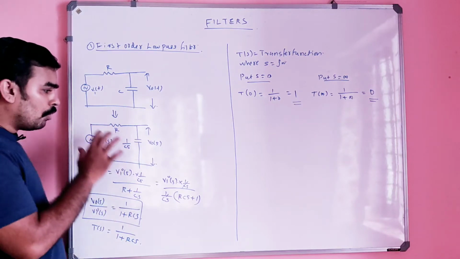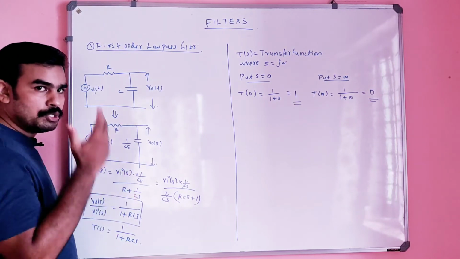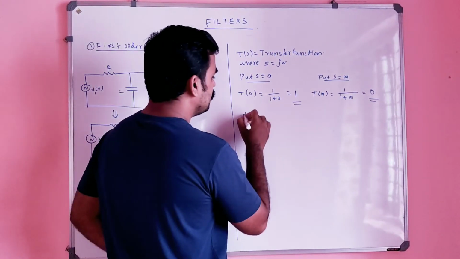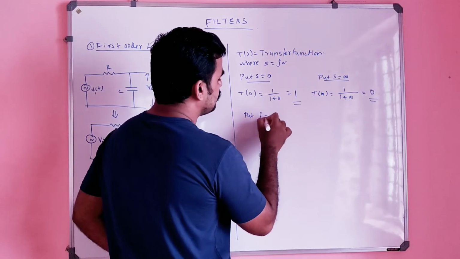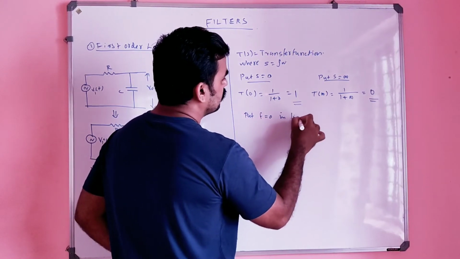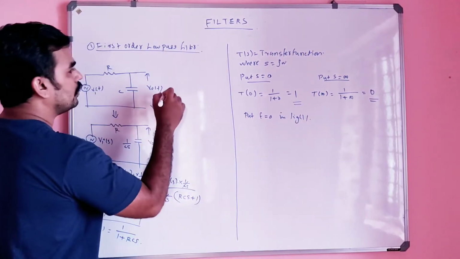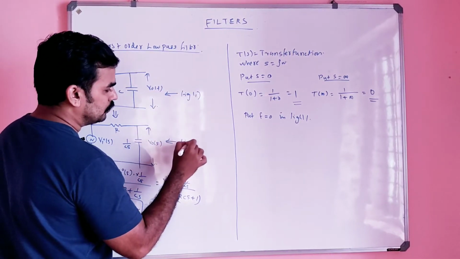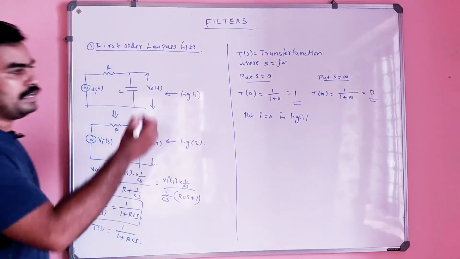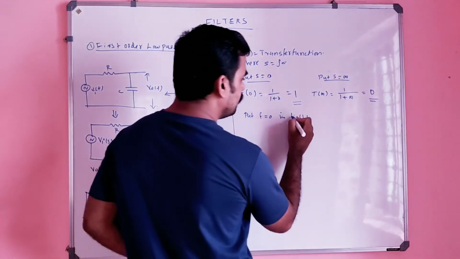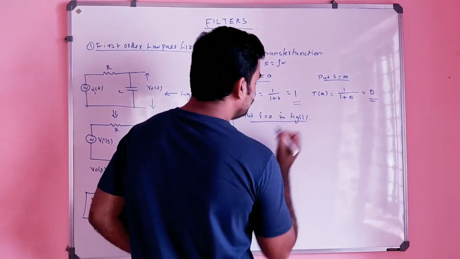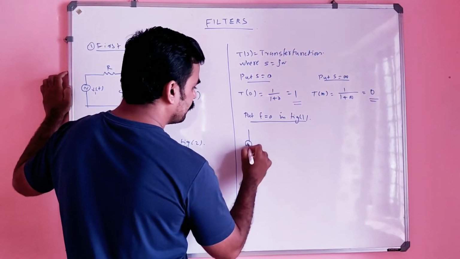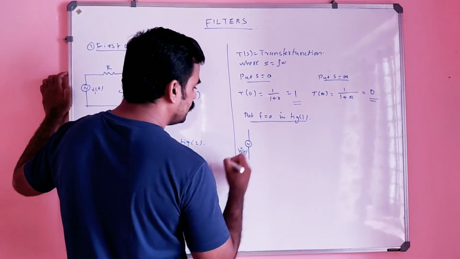Without knowing this Laplace equivalent circuit, you can also predict it by simply using the diagram. Let this be figure 1 and let this be figure 2. Put f equal to 0 in figure 1. What will be the answer? See, V(t), this is R.